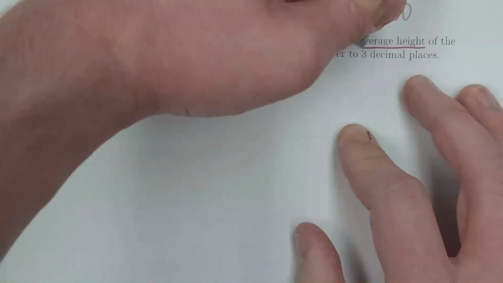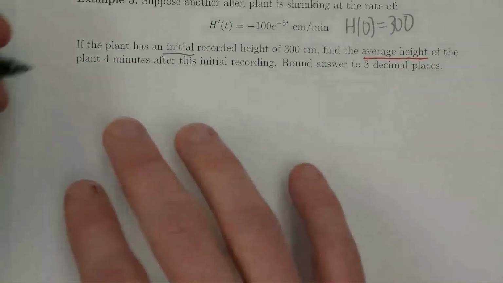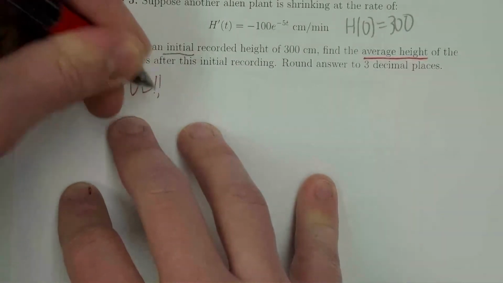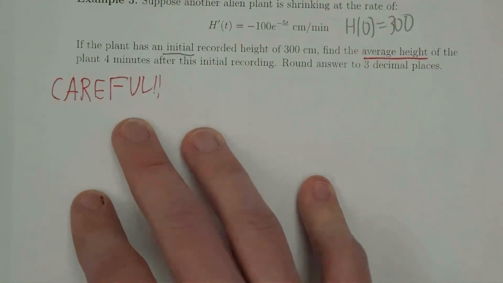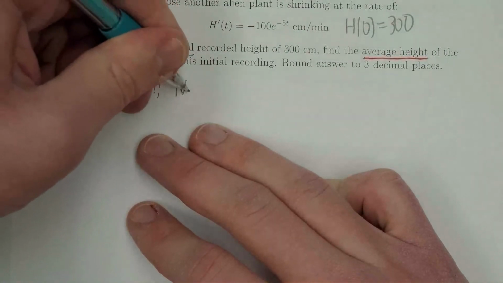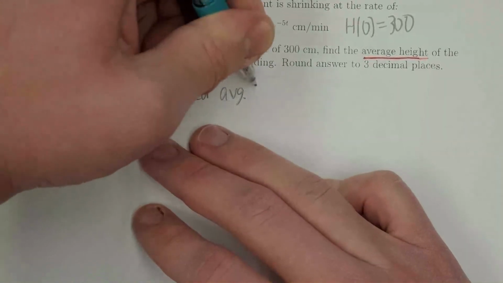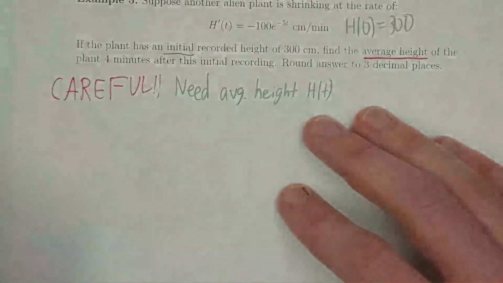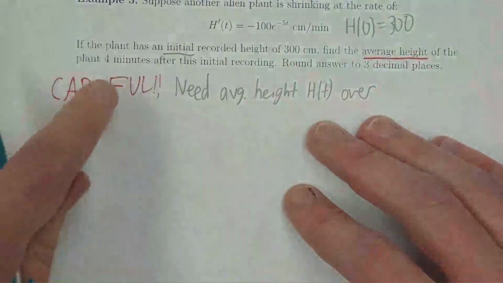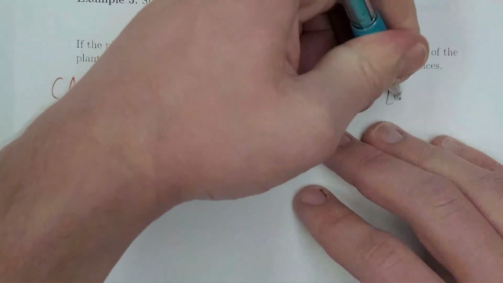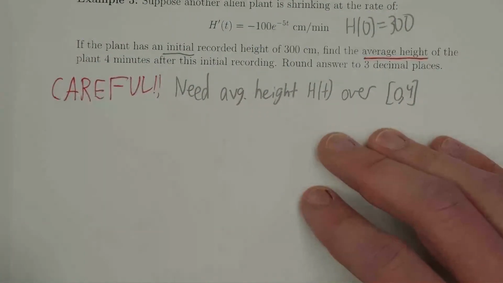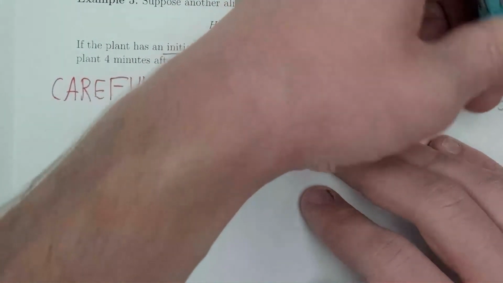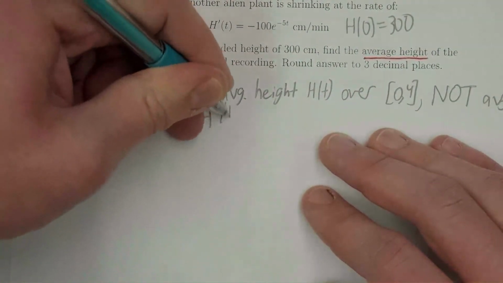So we need to be careful here. I'll put this in red and in all caps just so we are on the same page on this. So the thing is that we need the average height, which is modeled by h of t, over the first 4 minutes, that is the interval 0 to 4. But we're not looking for the average of h prime of t.